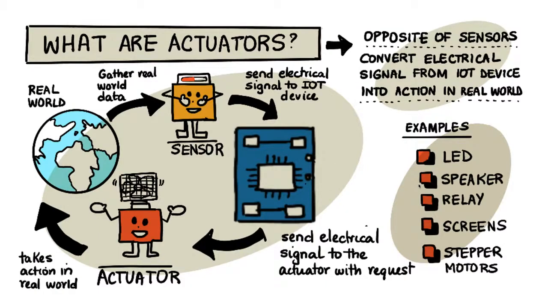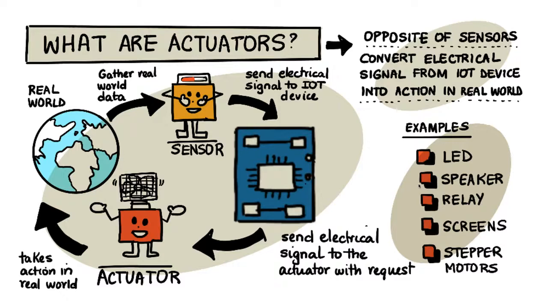Okay, so that's sensors. That's how we sense the real world. How do we then interact back with the real world? This is where actuators come in. Actuators are kind of like the opposite of sensors. The sensor senses the world. An actuator does some kind of impact back on the world. Instead of converting from a physical property of the world to an electrical signal, it converts from an electrical signal into an action that changes the physical property of the real world.